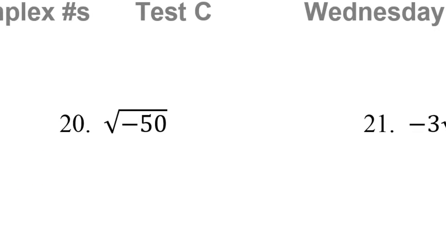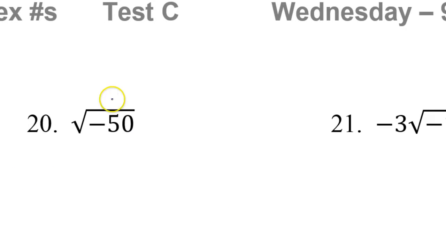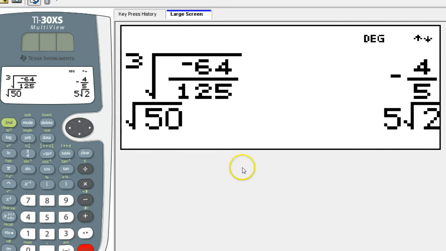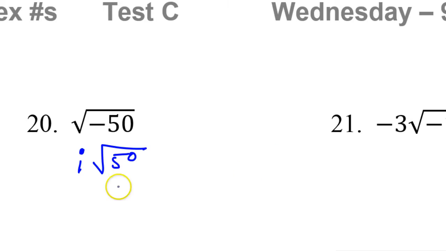Okay? Now look at number 20. Again, the negative under the radical, that's going to be I. So I'm going to have I root 50. Don't stop here. On the quiz, some of you guys were stopping here. If you have use of your TI-30, then use it. Alright, square root of 50 is 5 radical 2.